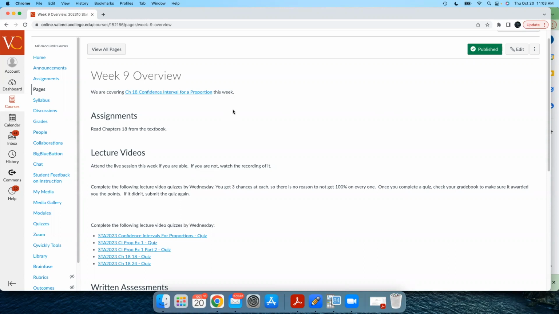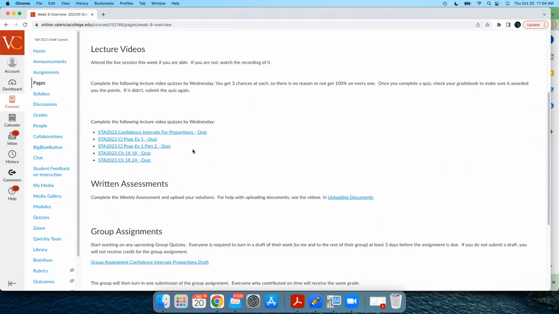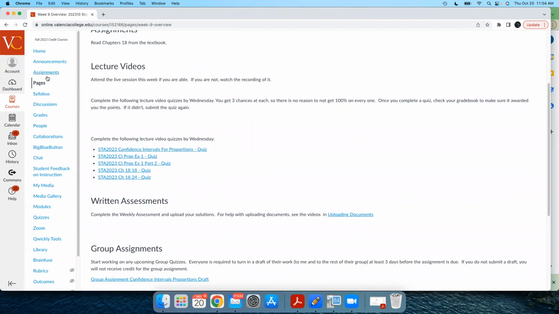And then the final will cover everything. Pretty soon we'll start talking about scheduling your final exam, because your final is also proctored. So take very good notes on confidence intervals here.